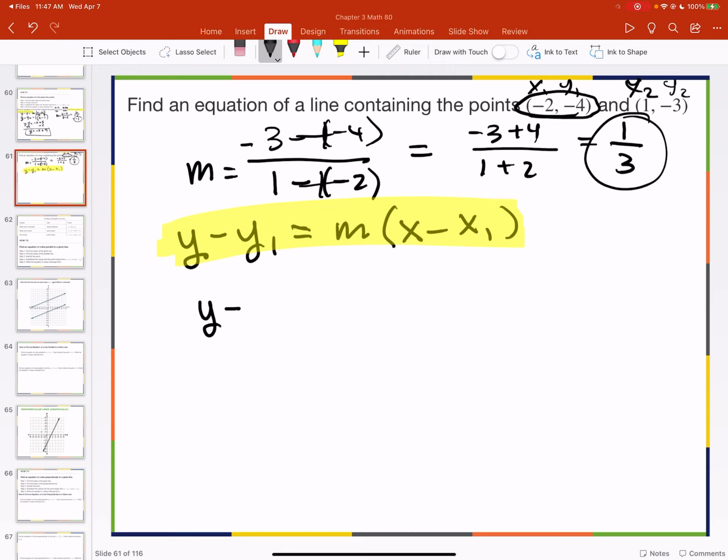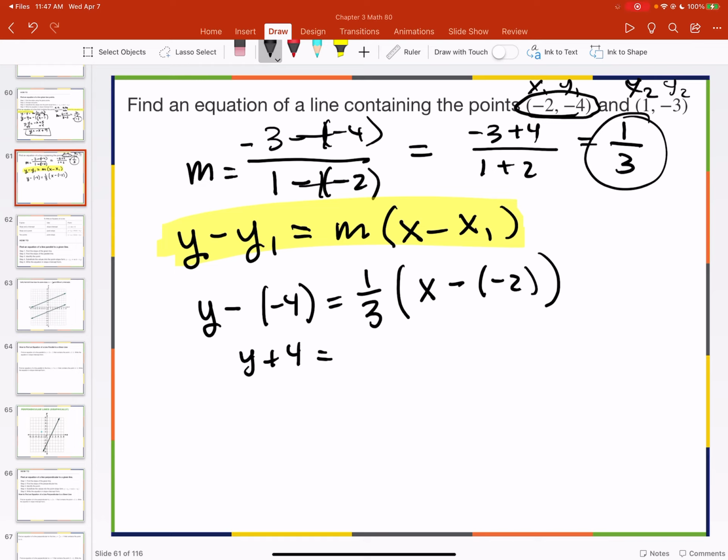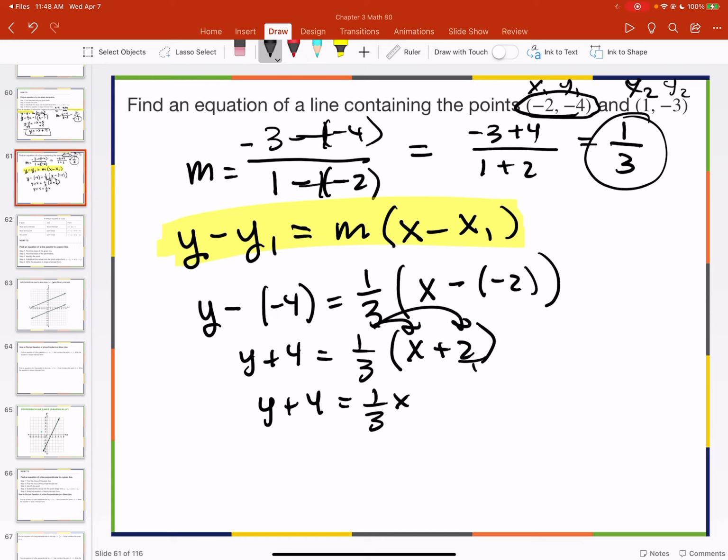We get y minus a negative 4 is equal to, what's my m? That's 1/3 times the quantity x minus a negative 2. Okay, so then all we have to do is just simplify here. We get y plus 4 is equal to 1/3 times the quantity x plus 2. Distribution property, y plus 4 is equal to 1/3 x plus 2 times 1/3 is the same as 2/3. Okay, then we solve for y. So y is equal to 1/3 x.